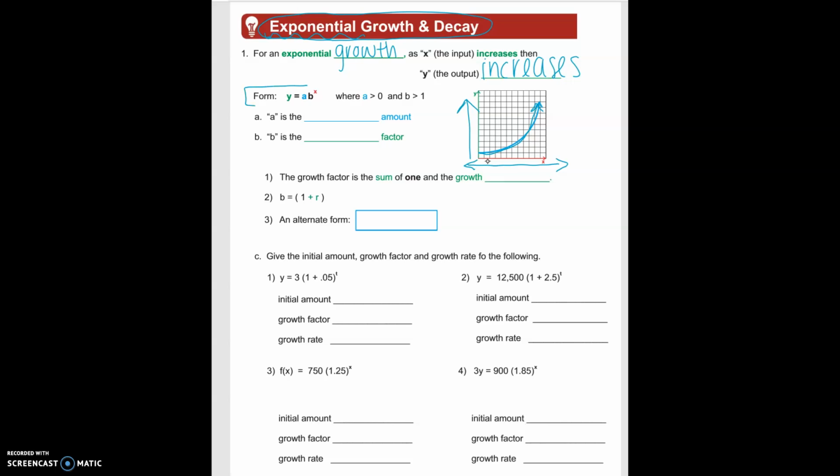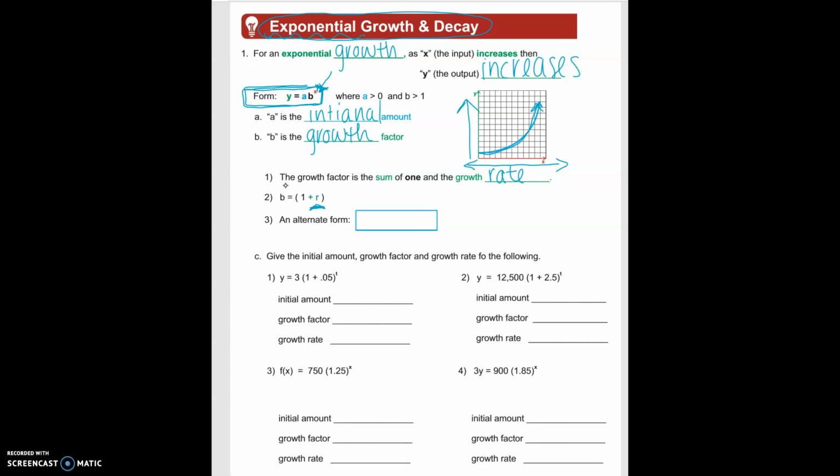So here we have the form of our exponential growth equation, y equals a times b to the power of x. Notice that there's that exponent right there, which tells us how much we're changing. Okay? So a is going to be our initial amount, kind of where we're starting out, and b is our growth factor. Now our growth factor is the sum of 1, okay, so we always have a number 1, and the growth rate. So the rate at which something is changing or increasing. So if something is doubling or it's increasing by a rate of 50%, that's going to be our r.